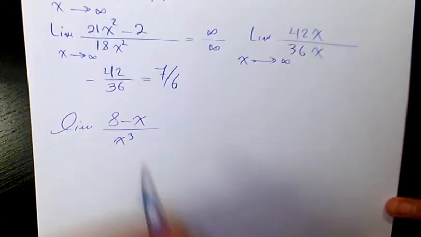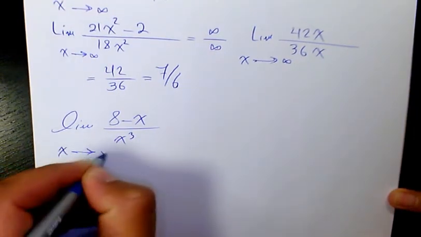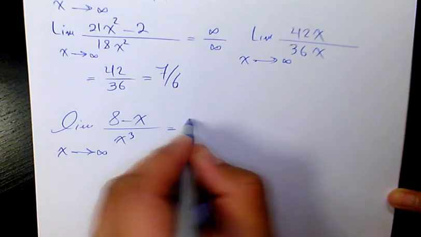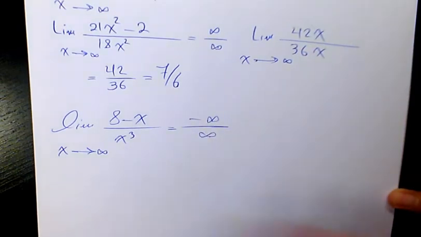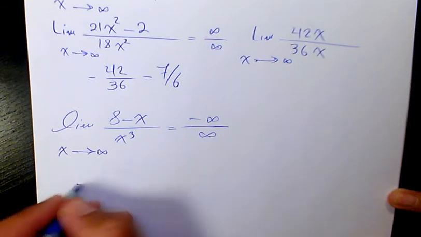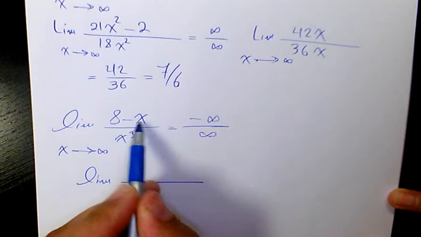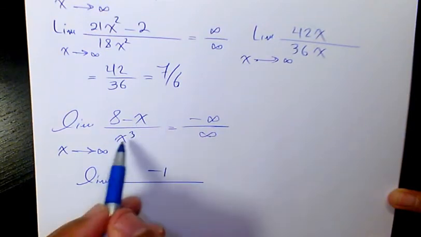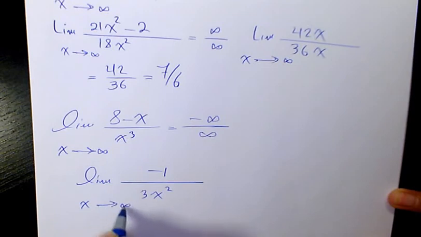Next example is limit of 8 minus x over x cubed when x is approaching infinity. That's going to be negative infinity over infinity. It means that we need to use L'Hopital's rule. Derivative of 8 is 0. Derivative of negative x is negative 1. Derivative of x cubed is 3x squared when x is approaching infinity.